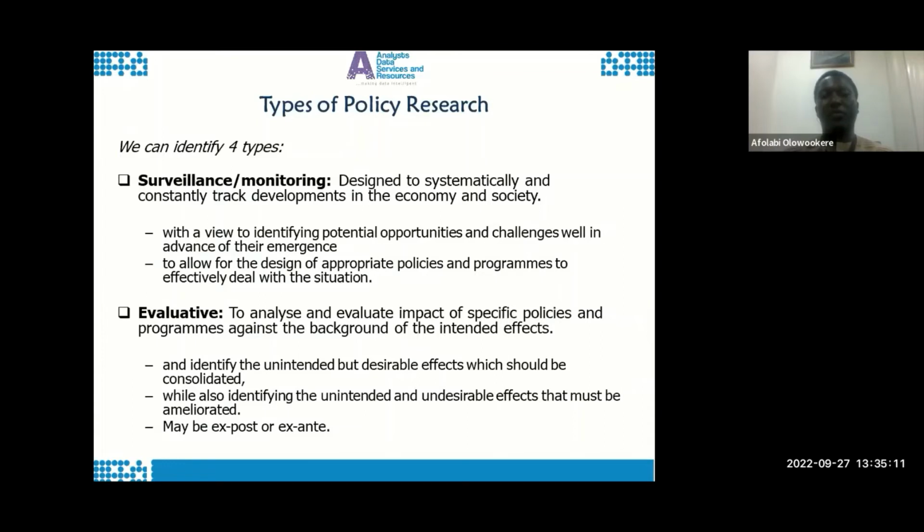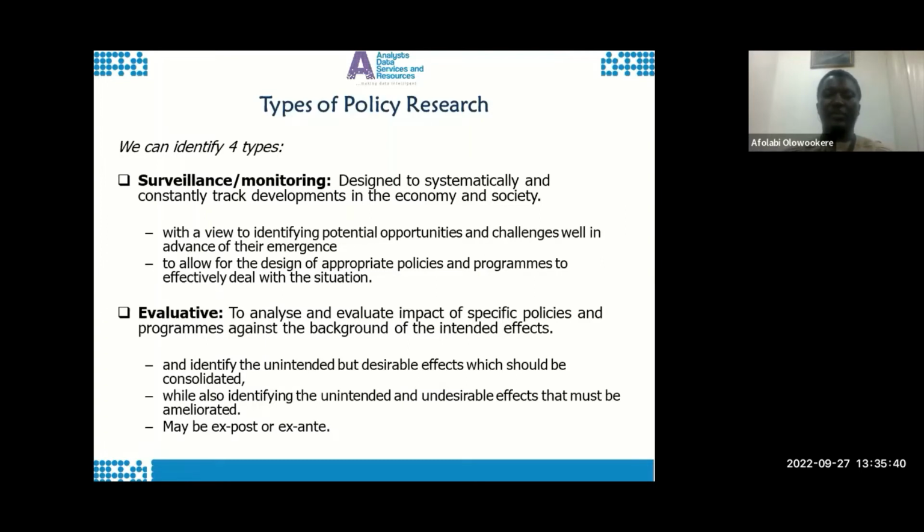What are the types of policy research? We can identify four. The first one is surveillance or monitoring. This is designed to systematically and constantly track developments in the economy and society, with a view to identifying potential opportunities and challenges well in advance of their emergence, and then to design appropriate policies and programs to effectively deal with the situation.